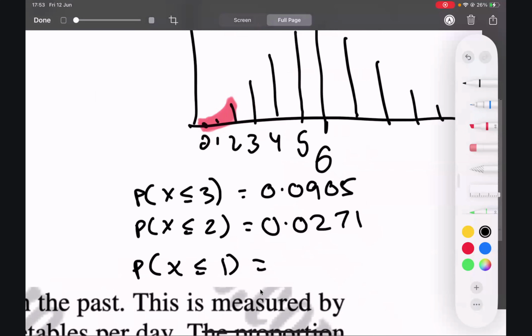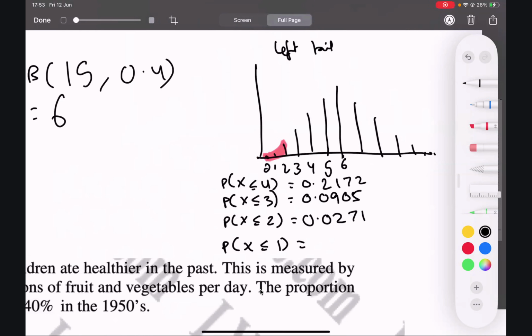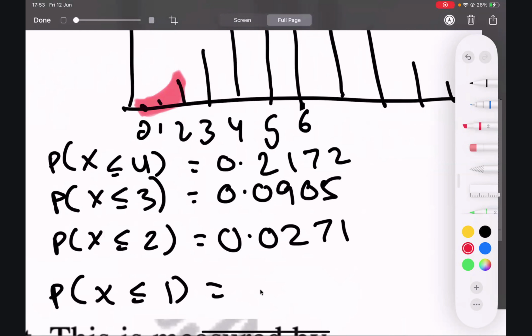What I actually needed to do was also do 4. So the probability that x, can you just change it to 4 and just do one more? 0.2172. Okay, cool.